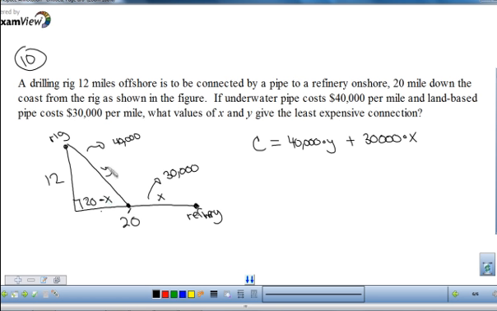So using this Pythagorean theorem, I get rid of the y. And you substitute into this formula. Take the derivative, set it equal to 0, and solve for x. That's how you would find x and y.